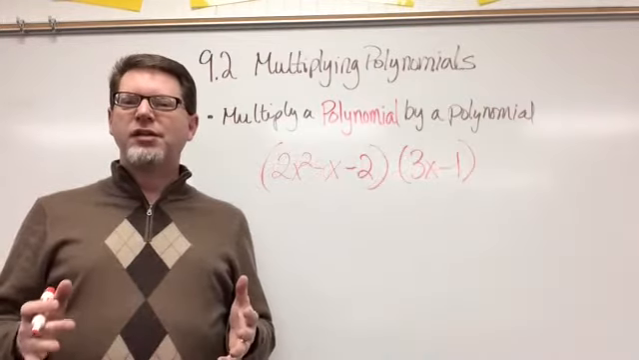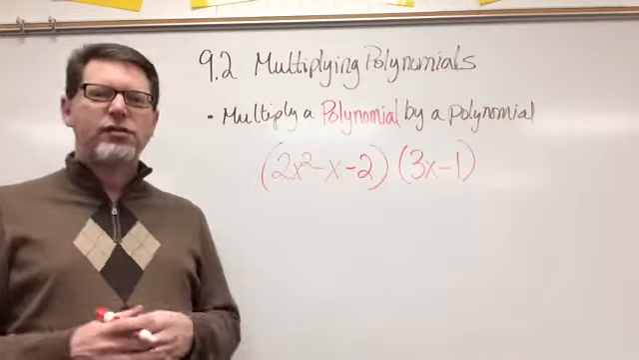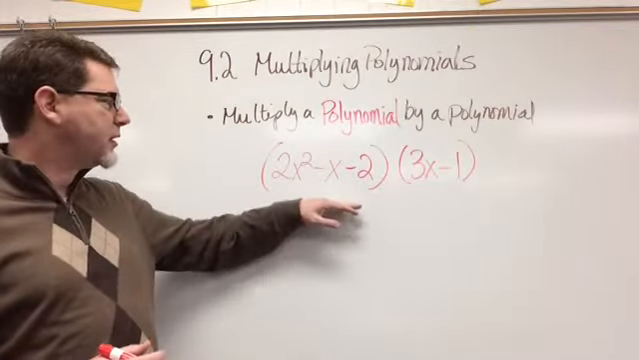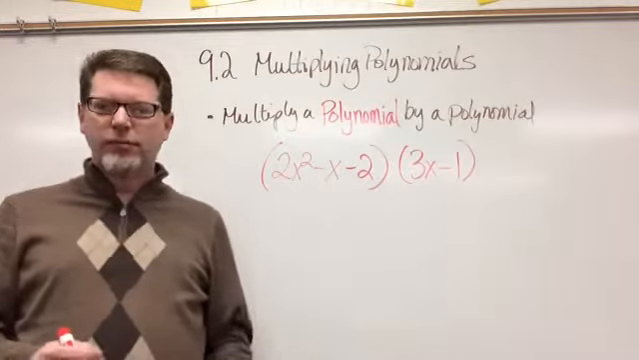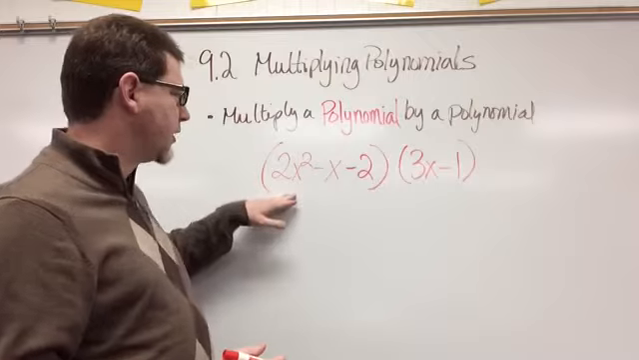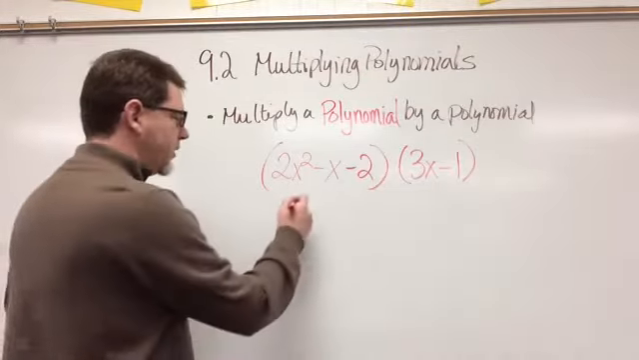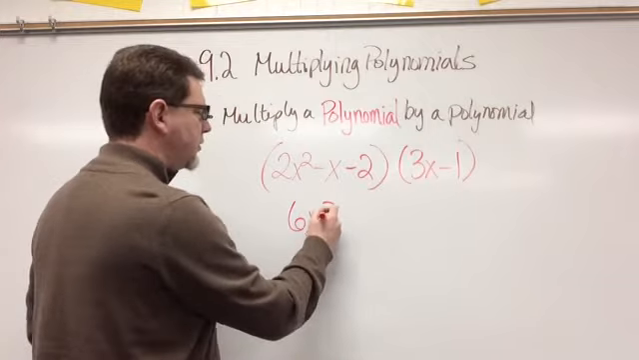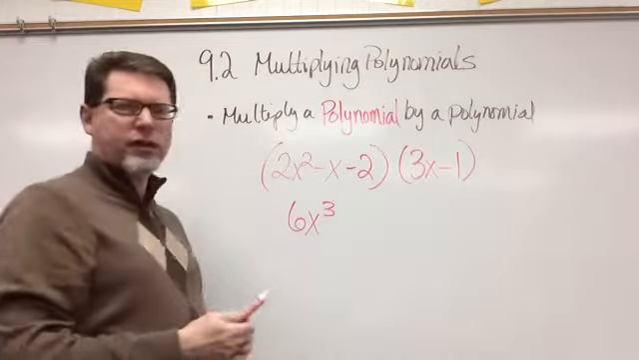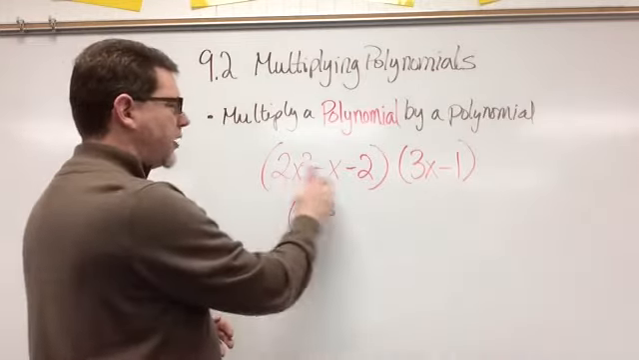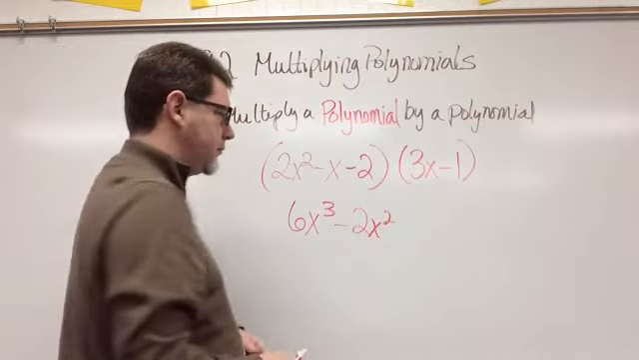So we're going to do one more example of this kind just because it's kind of new and it's a little involved. So we'll do 2x squared minus x minus 2 times the quantity of 3x minus 1. So I start with 2x squared times everything in the binomial. 2x squared times 3x would be 6x cubed, because 2 times 3 is 6. x squared times x is x cubed. And then 2x squared times negative 1 is just negative 2x squared.